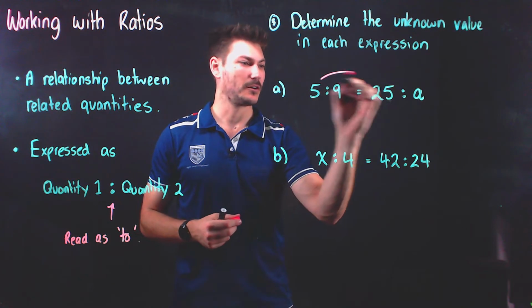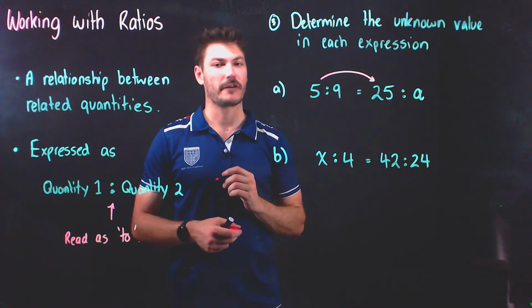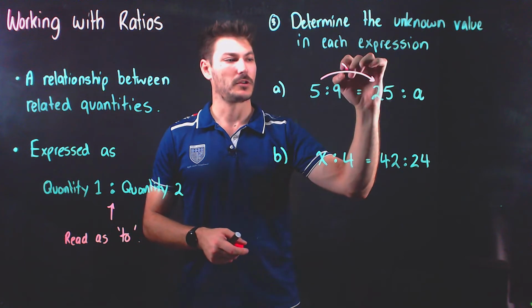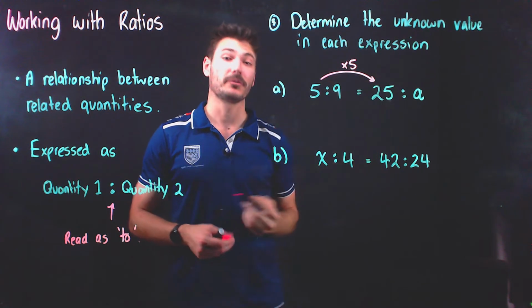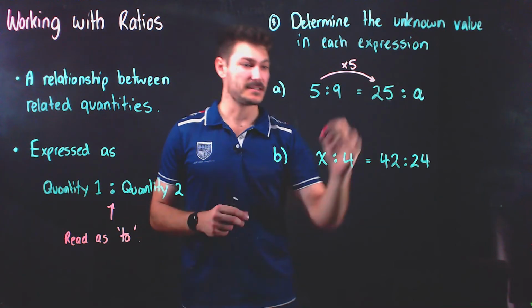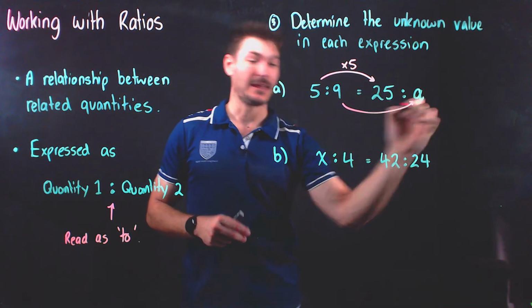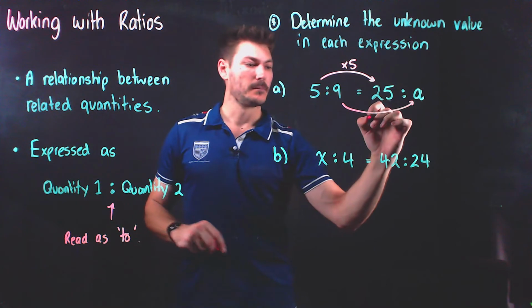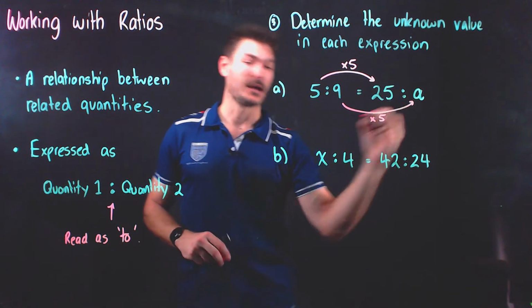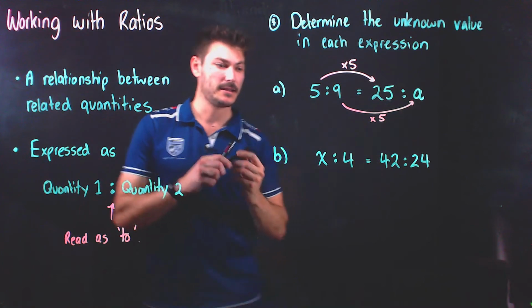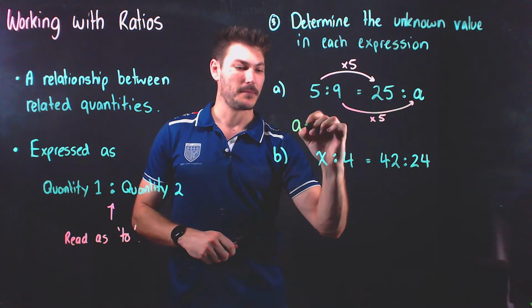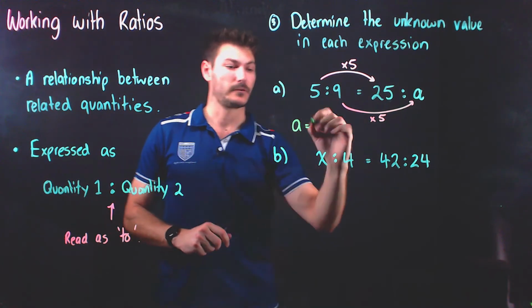So I think to myself, in terms of multiplication or division, what's happened here? Well, what did I have to do to turn 5 into 25? If you're good at your arithmetic and your multiplication tables, you'll know that it's been multiplied by 5, and hence this number, to keep them equal or equivalent, must also have been multiplied by 5. So I get 9 times 5 is A, and therefore A must be equal to 9 5s, which is 45.